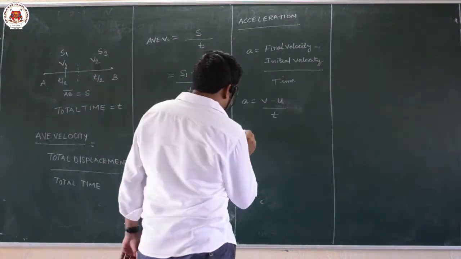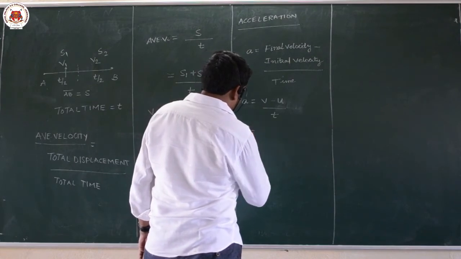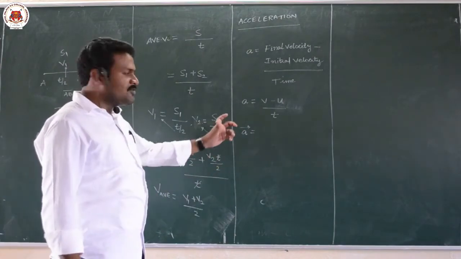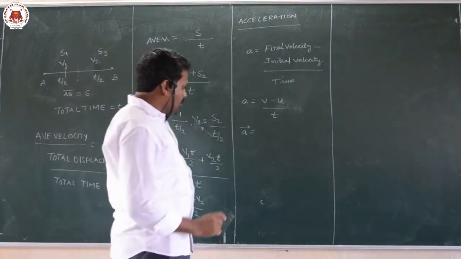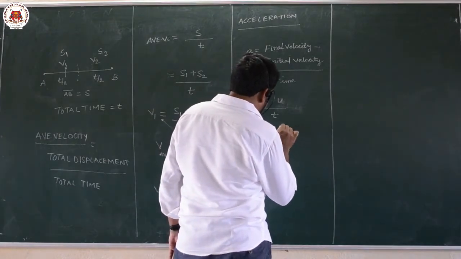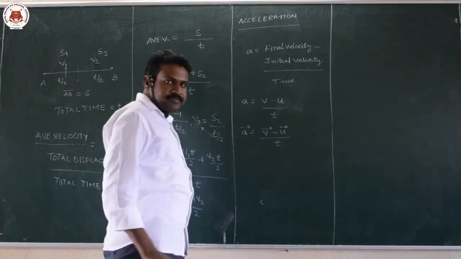Strictly speaking, acceleration is a vector. What a vector is you will come to know in your future classes. When we start our regular syllabus, we will start with vectors only. That is, a bar is equal to v bar minus u bar by t. This is acceleration.